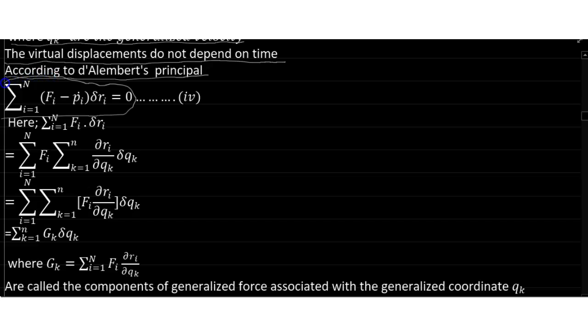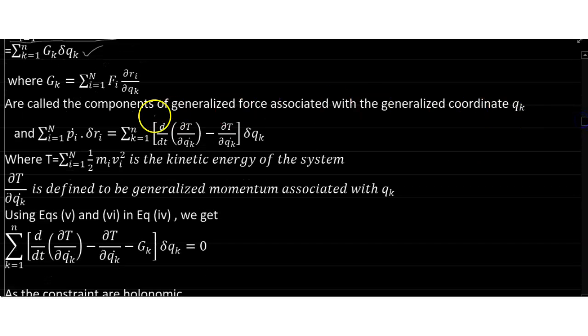This is the D'Alembert principle. In D'Alembert's principle, the summation over i equals 1 to N of Fi · δri can be expressed using δri in terms of δqk. This is the product of the two summations, which can be written as Σ Gk δqk, k equals 1 to n, where Gk is equal to the summation over i of Fi · ∂ri/∂qk. These are called the components of generalized force associated with the generalized coordinate qk.